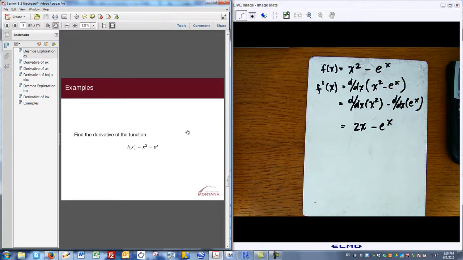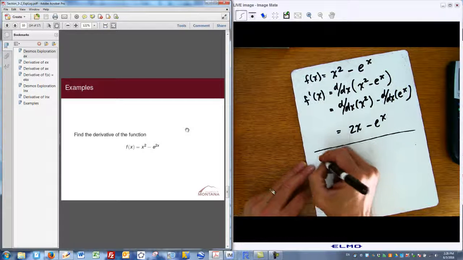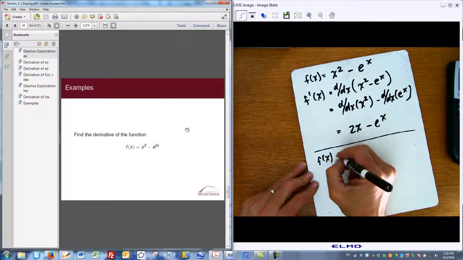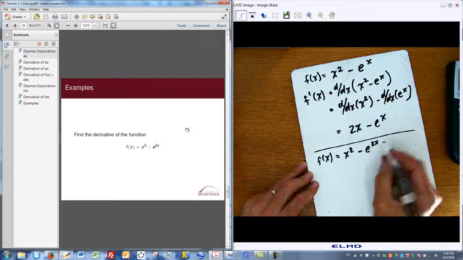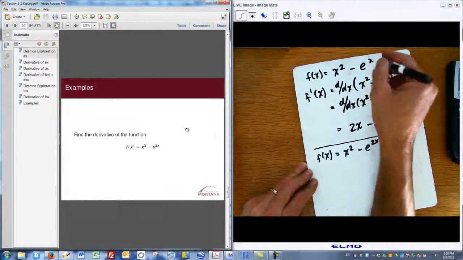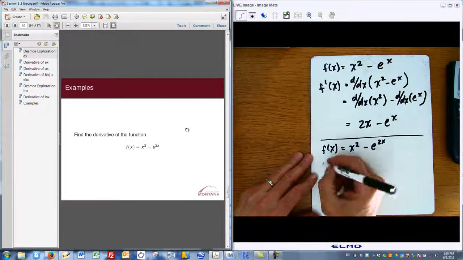So let's take a look at the next one. What if we were to just change one little thing here, call f of x x squared minus e to the 2x. We put a 2 there instead of a 1 up here. What effect does that have on the derivative? Let's find out.